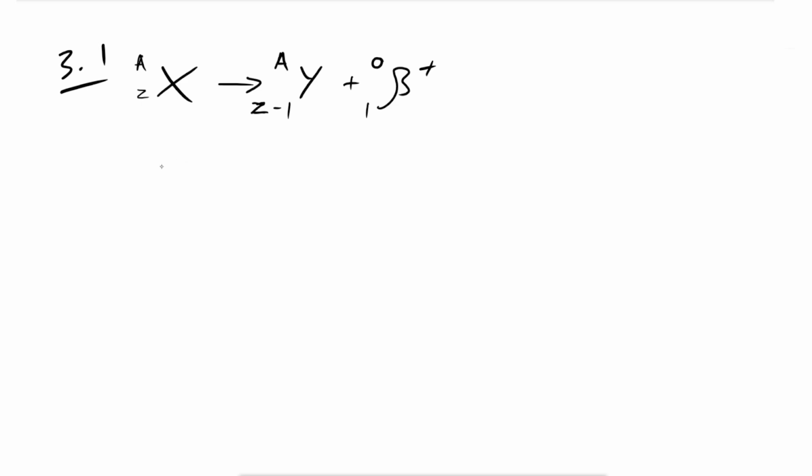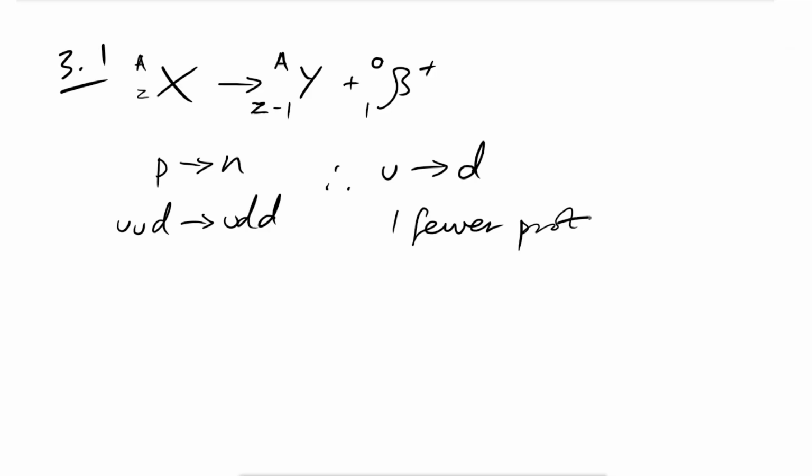So therefore, positron decay, we have a proton turning into a neutron. What's the quark composition of a proton? It's up, up, down. So up, up, down goes to up, down, down. Therefore, we have an up quark turning into a down quark. So one fewer proton, and one more neutron as it's getting turned into it.